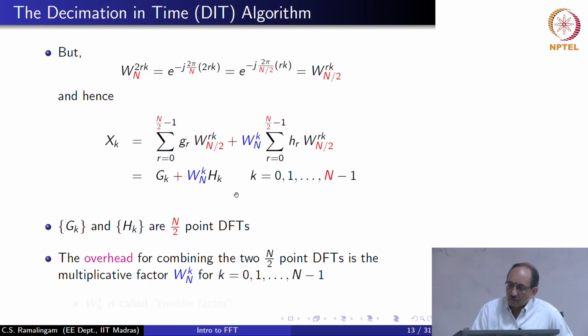Therefore, we have answered all our questions. It is possible to combine the two DFTs. Yes, there is overhead involved, and the overhead involved is the multiplicative factor W suffix n power k, and this is called the twiddle factor. This is all terminology based on the literature of those days.